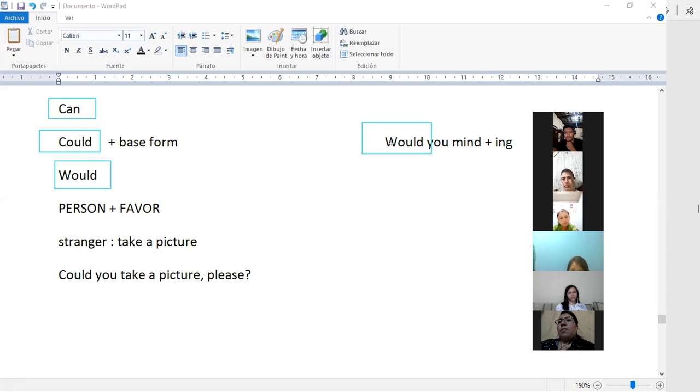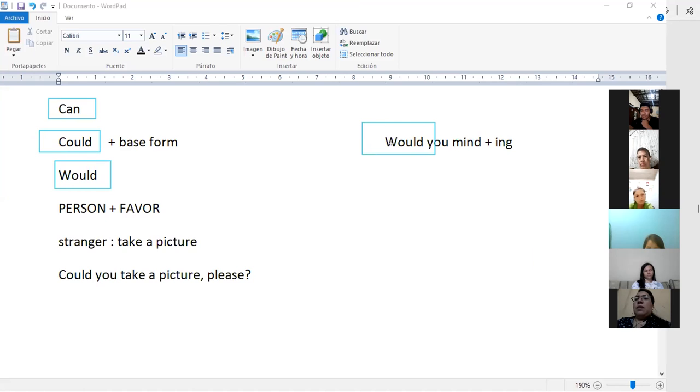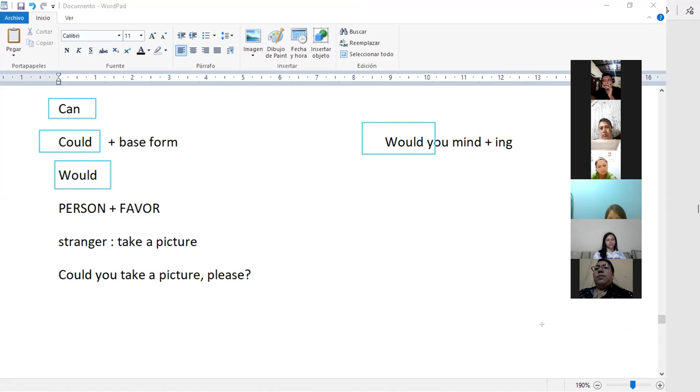What do you think, Saida? Saida Jimenez. How would you say it? Could you mind? Would you mind? Why? This is a difficult one. Let me see. Would you mind? And then the verb with ing, right? Would you mind letting? We're using this one right here. Would you mind letting me stay in your house for 10 days?